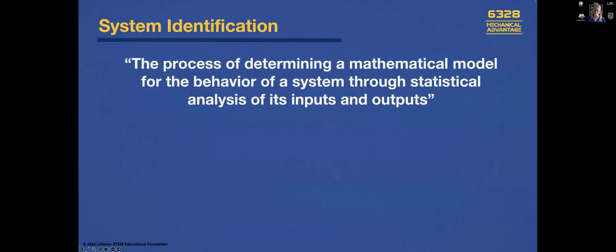Now, system identification is the process of determining a mathematical model for the behavior of a system through statistical analysis of its inputs and outputs.